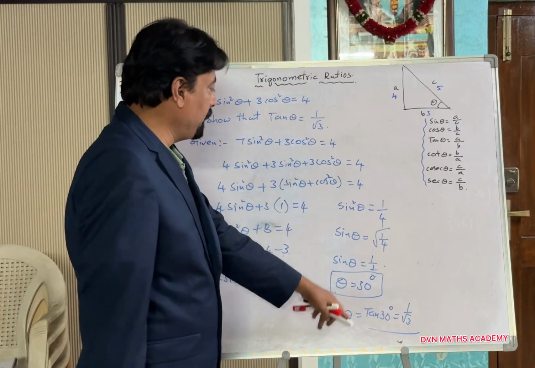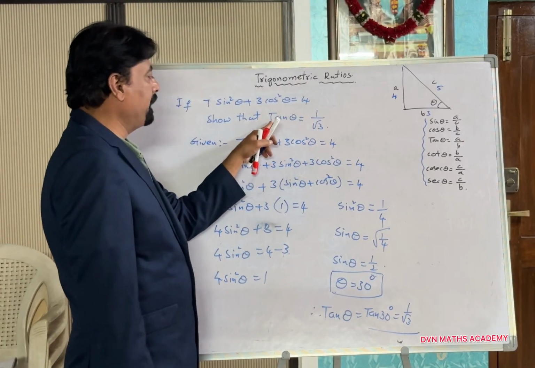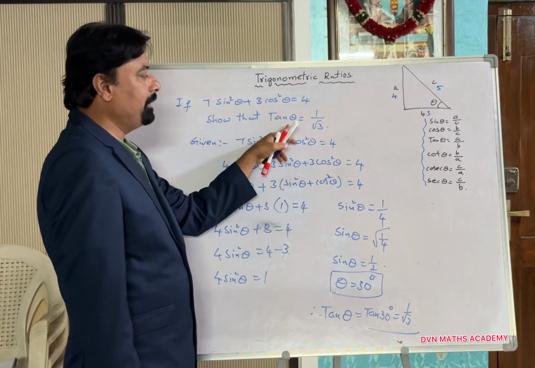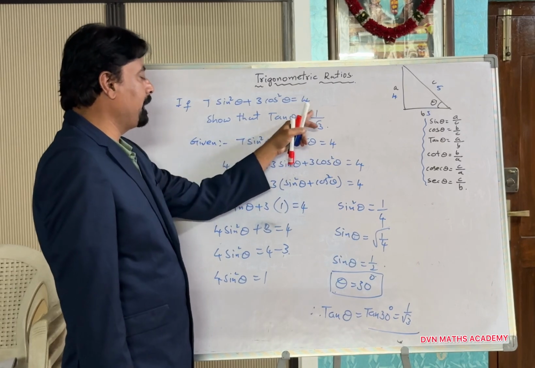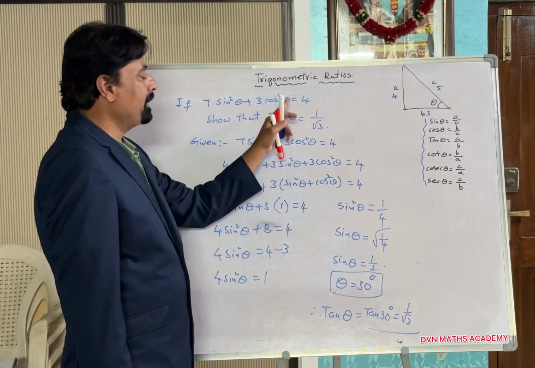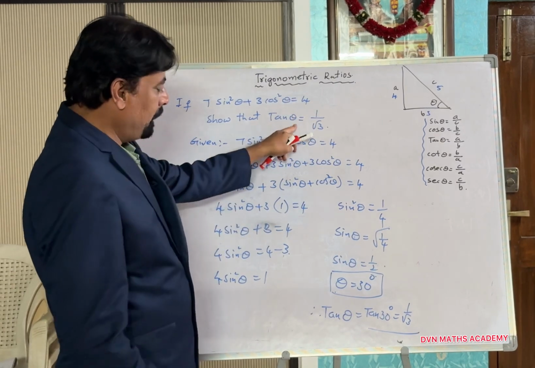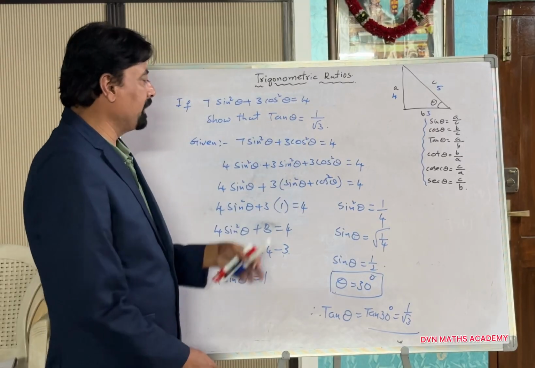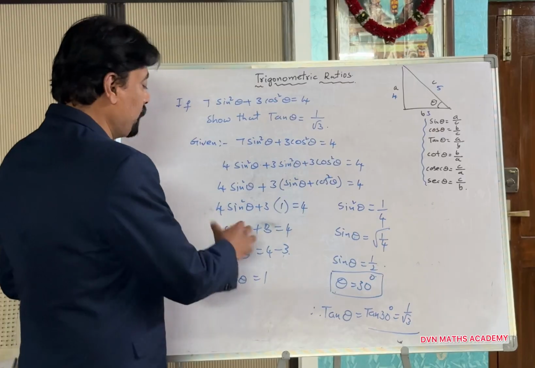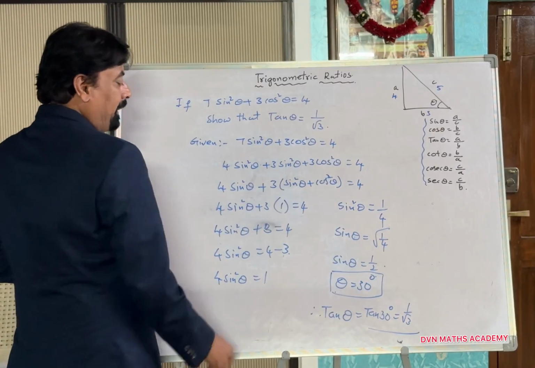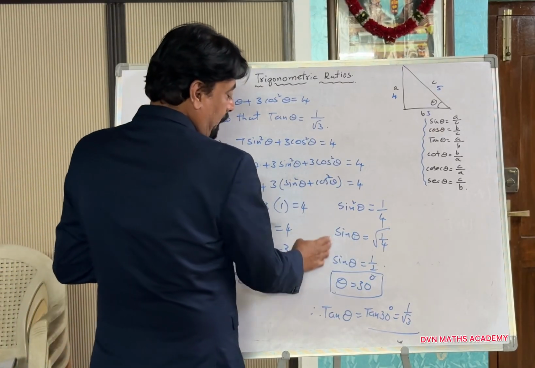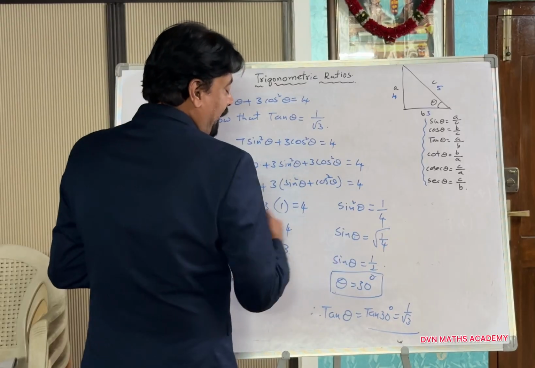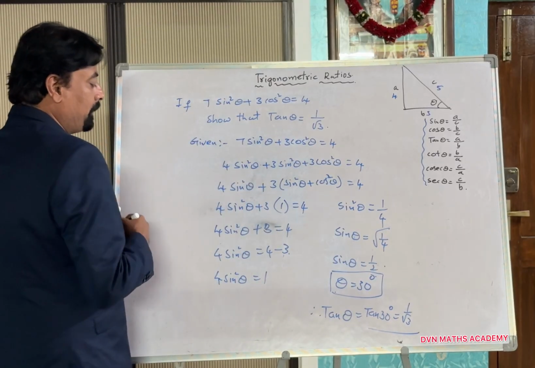If you substitute the theta value in the given question, I mean tan theta, it is asking what is the value of tan theta. You need to show that tan theta is equal to 1 by root 3. So theta, you will get as 30 degrees. Just you put the 30 degrees, tan 30 is equal to 1 by root 3. This is one type of pattern, but here I used trigonometric identity and some special angles. But without that also you can do.